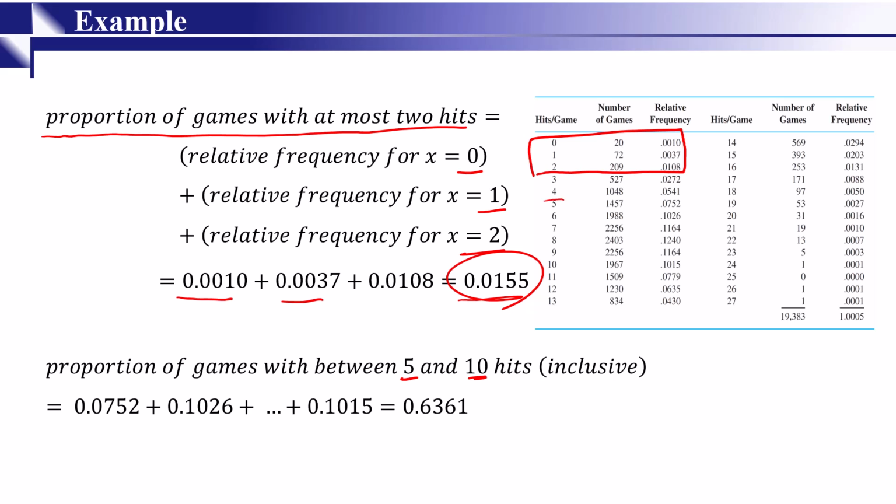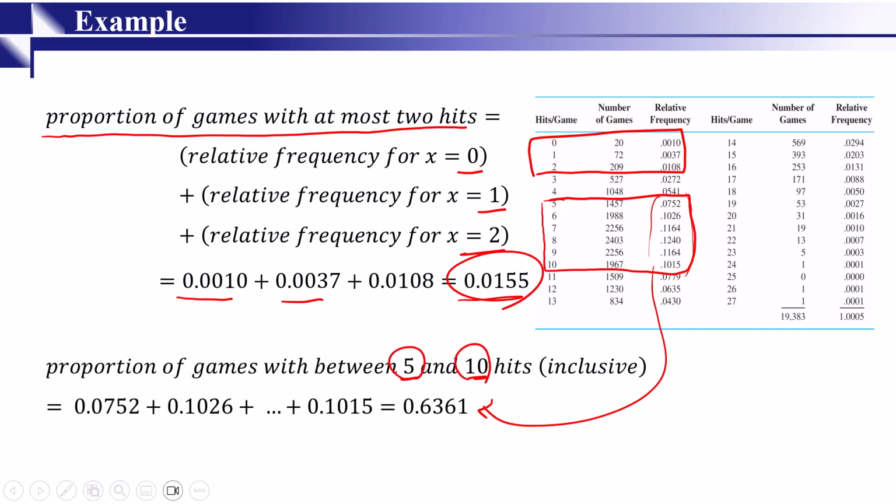This is 5 and this is 10. So we sum these and you will see the sum is here. The proportion of games with 5 to 10 hits is 0.6361. Inclusive means 5 and 10 are also included.